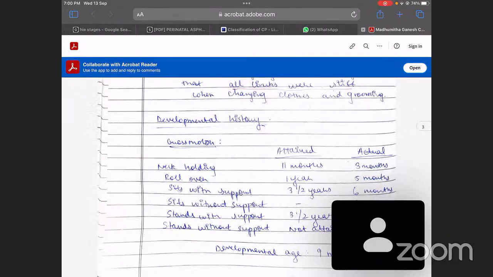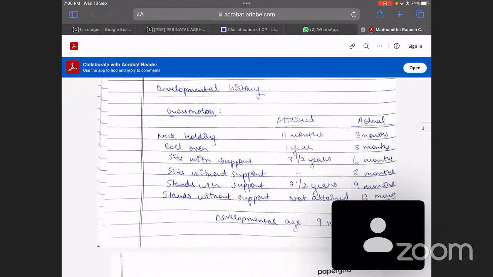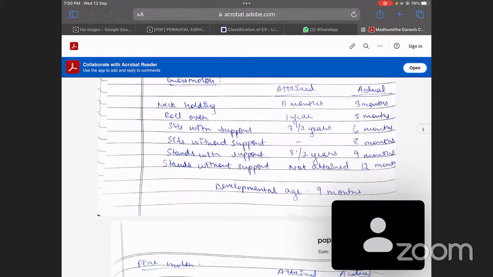So, developmental history. Gross motor development: neck holding was attained at 11 months, rolling over was attained at 1 year. He sits with support at 3.5 years of age, and sits without support, we weren't able to elicit the history. Stands with support at 3.5 years, and stands without support is not attained yet. So the developmental age is 9 months.